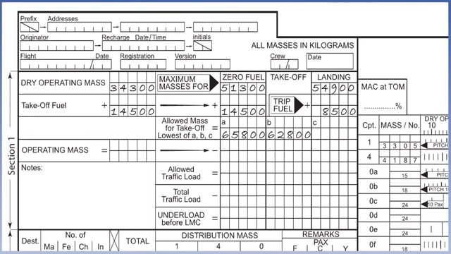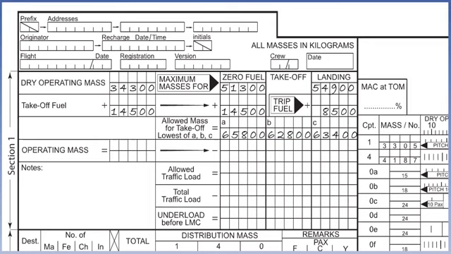In this case, add the trip fuel, 8,500 kilograms, to the regulated landing mass, 54,900 kilograms, to give 63,400 kilograms. The maximum mass that can be allowed for takeoff is, of course, the lowest of the three values, B, 62,800 kilograms.